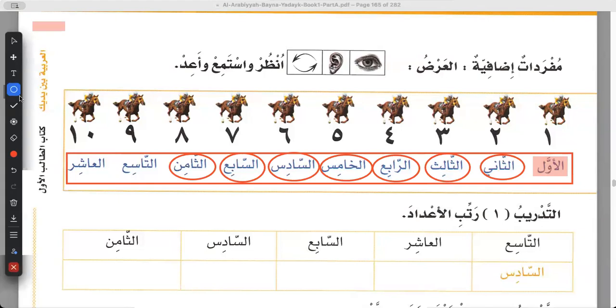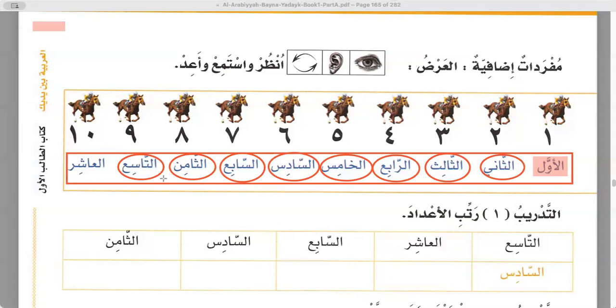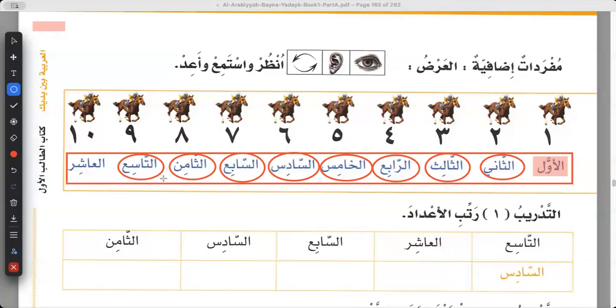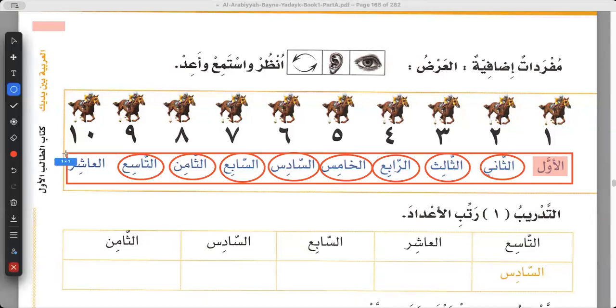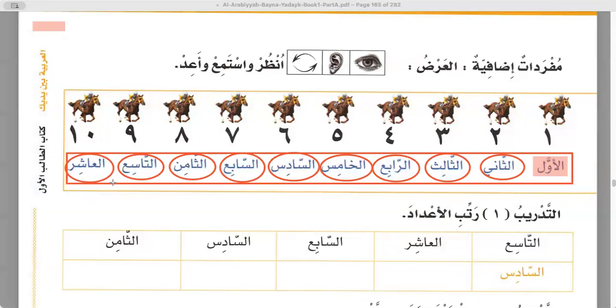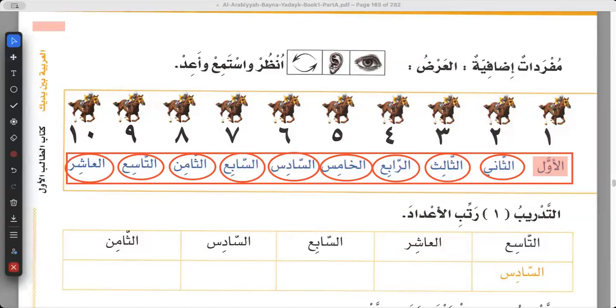And Tis'a is also feminine. So the masculine will be Tis'a. 9 آيات من القرآن. 9 verses of the Quran. 10 عشرة. So the masculine will be Ashuru. Barakallahu fikum. So with this, we've been able to deal with numbers 1 to 10, masculine and feminine, from both sequence and non-sequence.